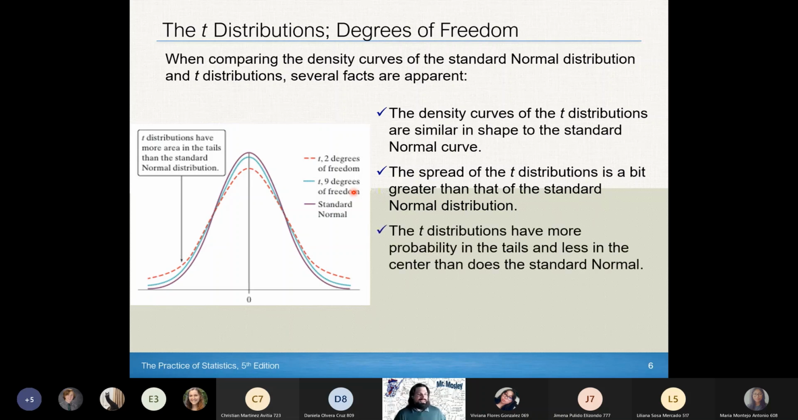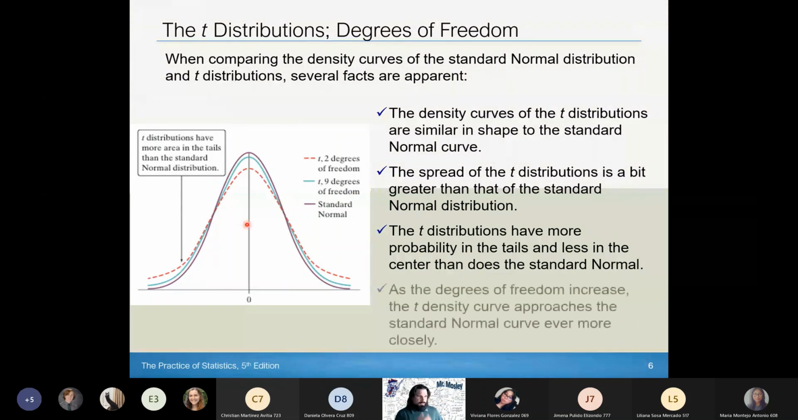The t distributions have more probability in the tails and less in the center than does the standard normal. We can see that in the image. As the degrees of freedom increase, the t density curve approaches the standard normal curve ever more closely. Again, that's related to a larger sample size being more accurate and getting us closer to normal. We saw that behavior in the previous chapter: as we get larger and larger sample sizes, as long as we still stay within our 10% condition, things tend to turn normal when we're looking at our sampling distributions.